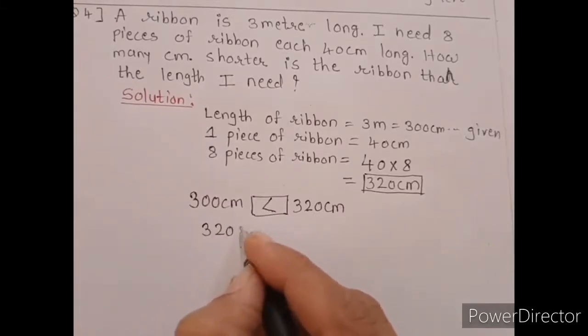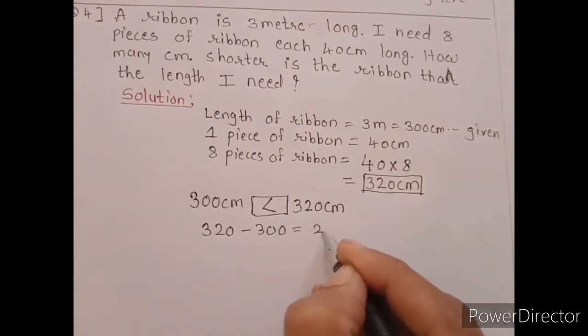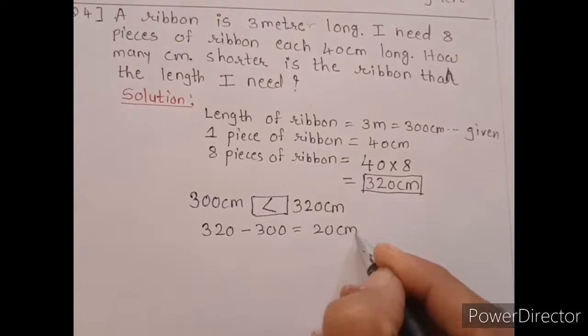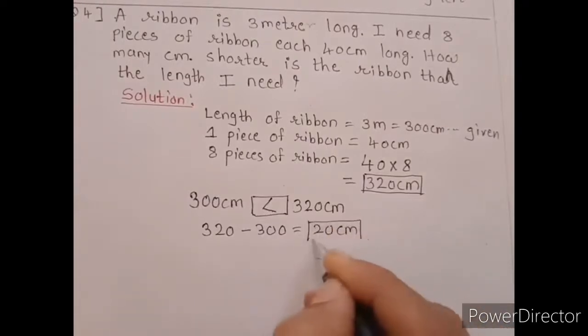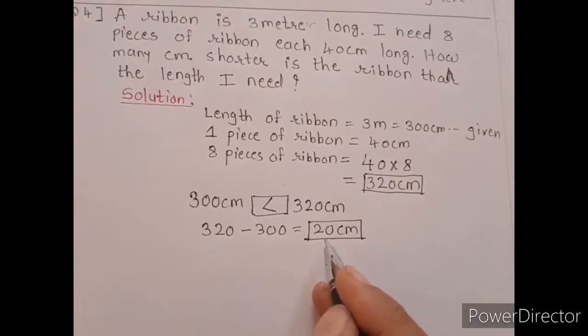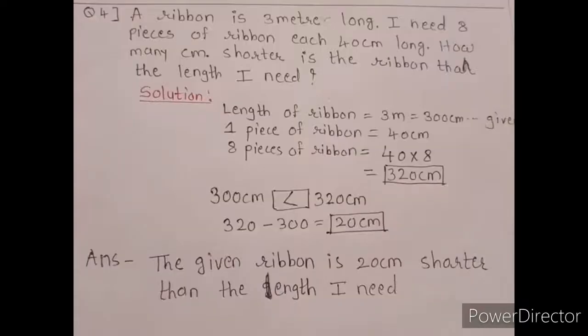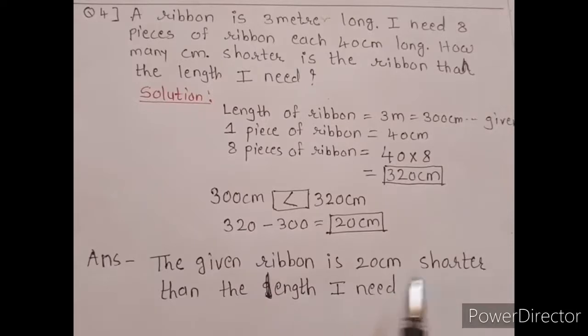320 minus 300, we get 20 centimeter. So how many centimeter of ribbon do we require? 20 centimeter. So the given ribbon is 20 centimeter shorter than the length I need. Write down the answer. The given ribbon is 20 centimeter shorter than the length I need.